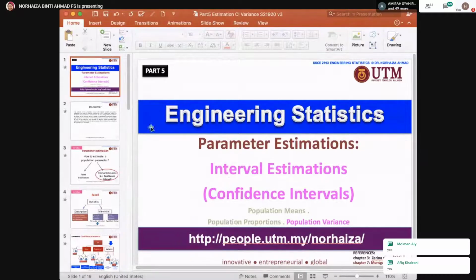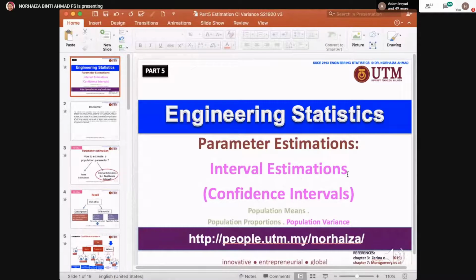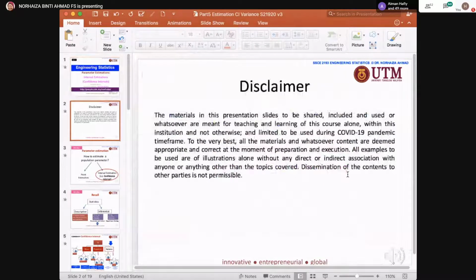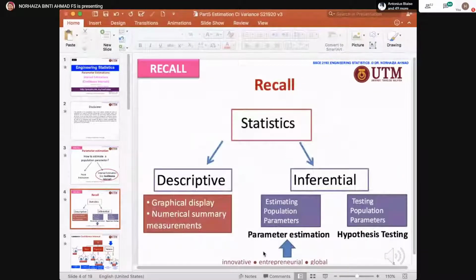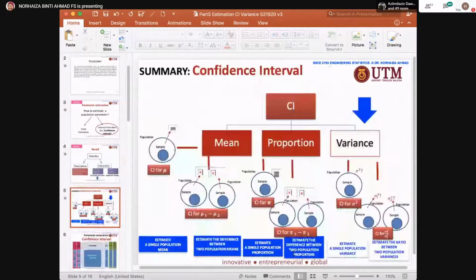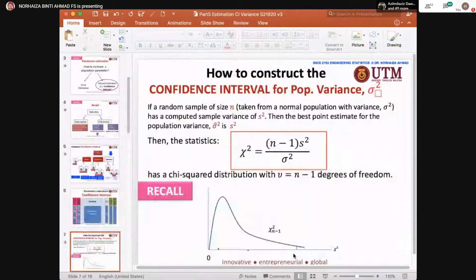Okay, great. Now, today we're going to do the last part of parameter estimation, trying to estimate the value of a variance using a confidence interval. Just to note, you've got point estimation, and then you've got interval estimation. So we're still using parameter estimation. Now, let's look at how to construct the confidence interval for a population variance.